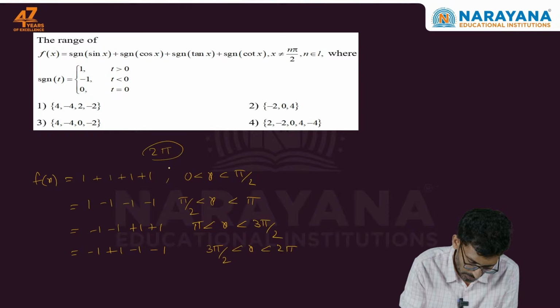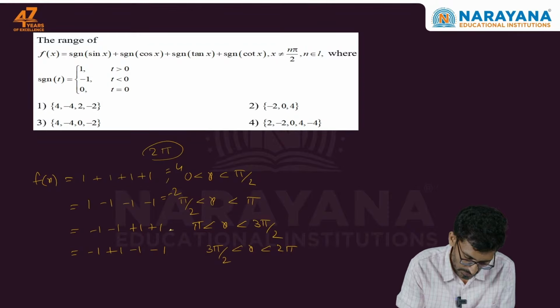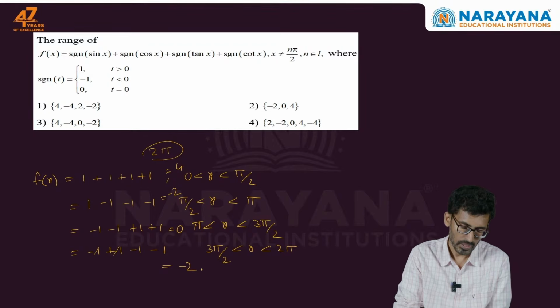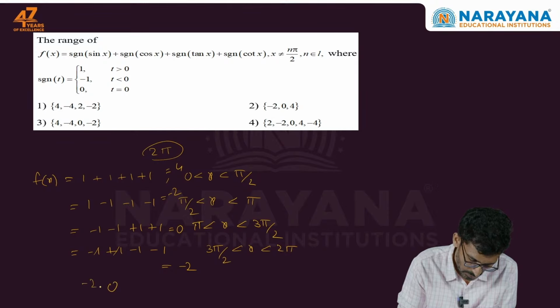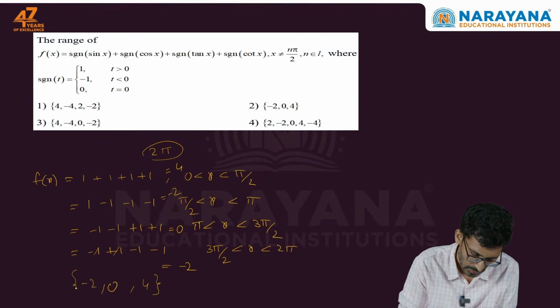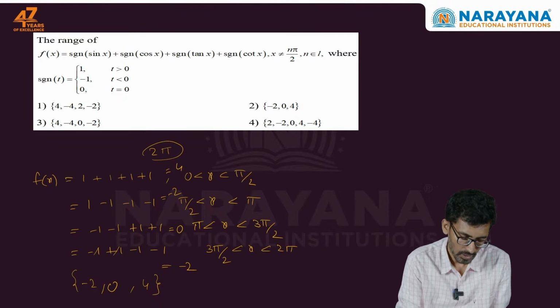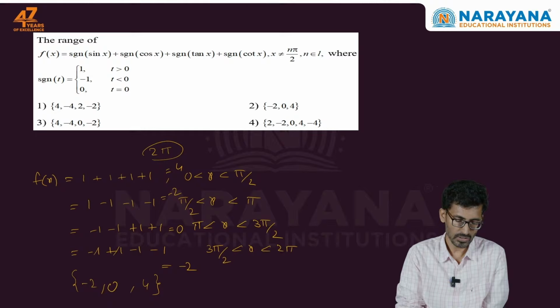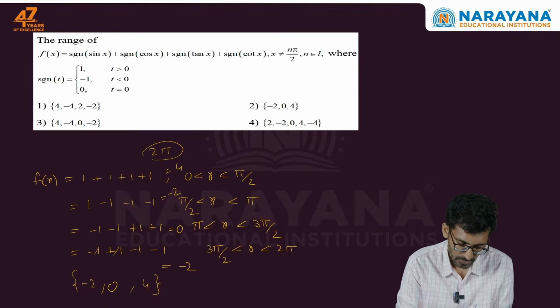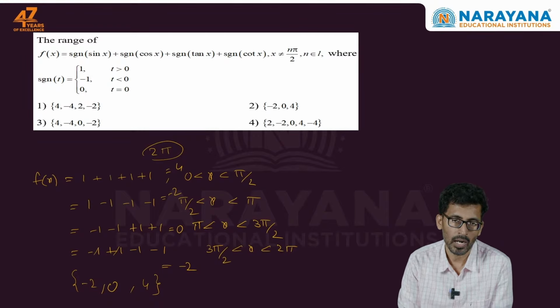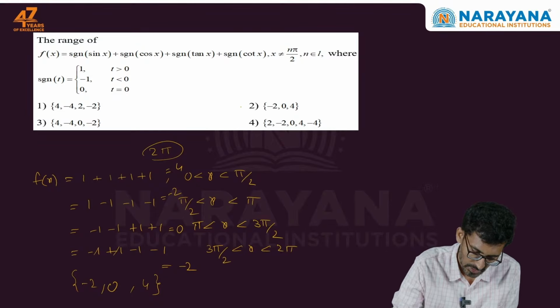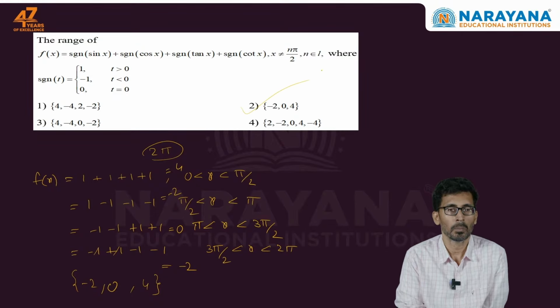So what are the values we are getting? Here we are getting 4, here we are getting minus 2, here we are getting 0, here we are getting minus 2. So in the interval of 2 pi, we are getting 0, minus 2, and 4. I am finding the range in the interval of 2 pi, and this is a periodic function. So the range of this function has distinct values minus 2, 0 and 4. This is the range. So the answer is 2. B option is the right answer.